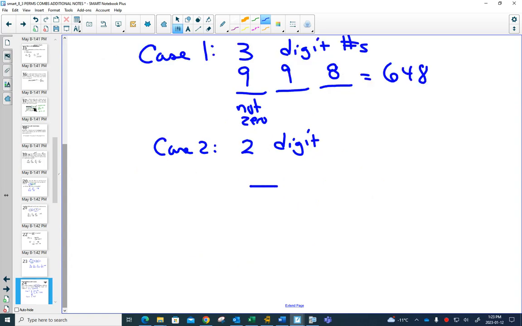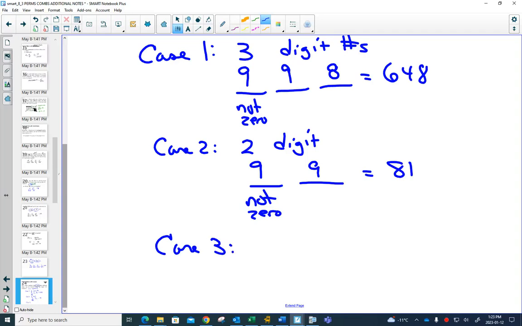case 2, 2-digit numbers. Again, if it's a 2-digit number, there is a restriction that the first digit is not a 0, giving you 9 choices. And then, if you put in a different number, now 0 can get put back in, but one number is missing. 9 choices left for 81.